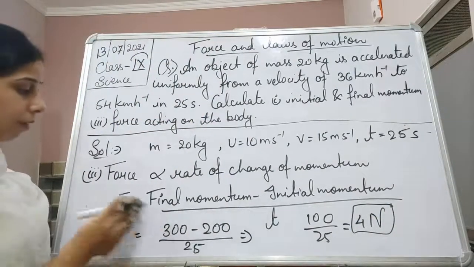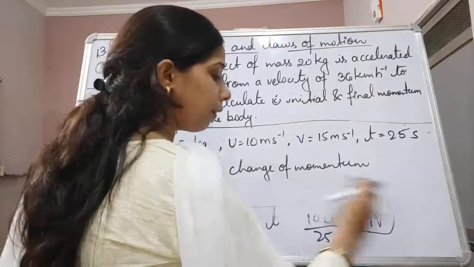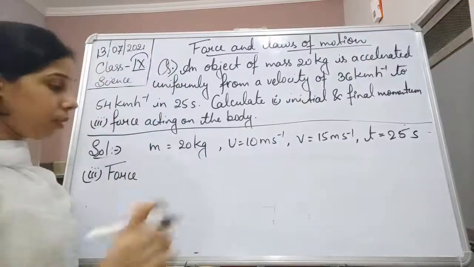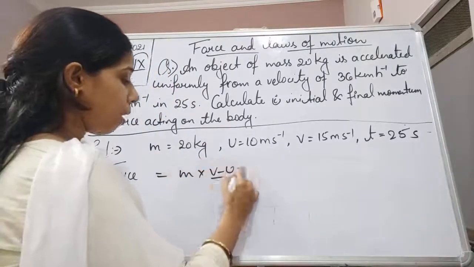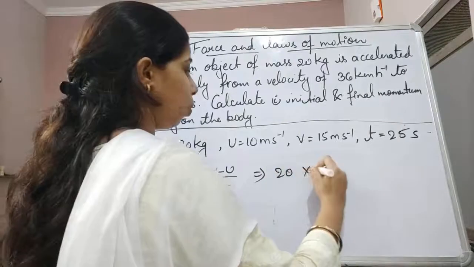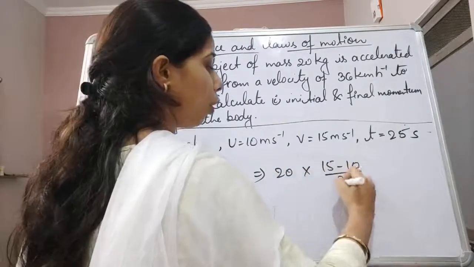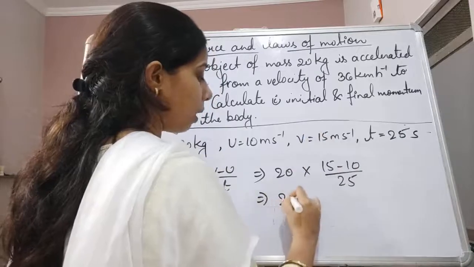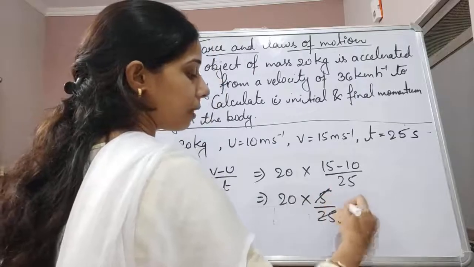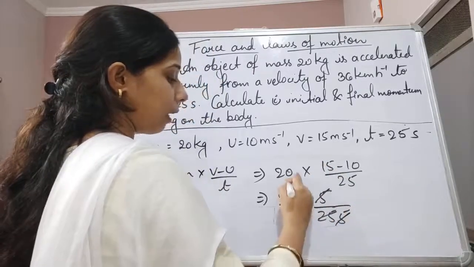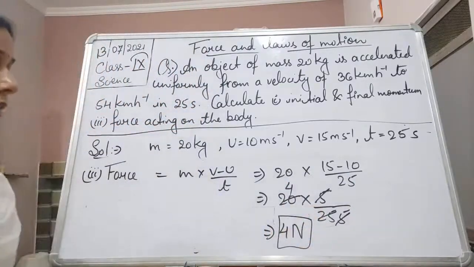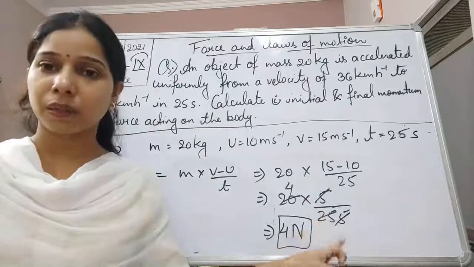Now let me solve the first one. In the first one, students, when we were discussing the force acting, we said that force is also equal to m into v minus u upon t. Here the value of t was written wrong. So it is equal to 20 into 15 minus 10 upon 25. Now 15 minus 10 is 5, so 20 into 5 upon 25. This will cancel, it will become 5, and the 5 will again cancel and it will become 4. So the answer again came out as 4 Newton. You can see in the previous one, since I had written 2, the answer came out wrong.